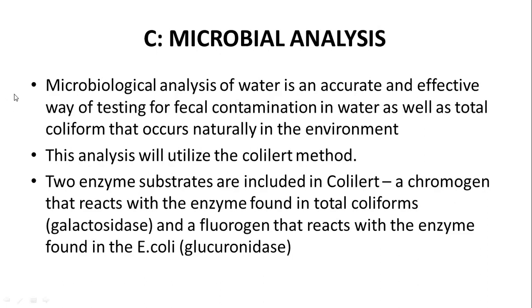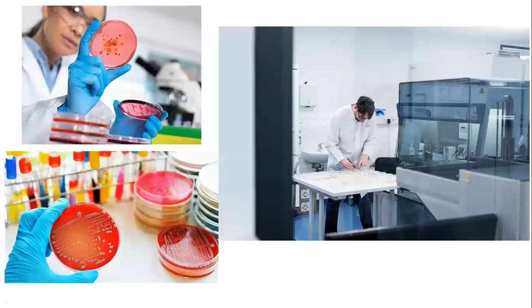So different methods are available for microbial analysis, but I use the Qualilat method because it is what is most common here in Kenya, and it also provides results that are easy to interpret. So we'll use the Qualilat method. For this, 2 enzyme substrates are included in Qualilat. That is a chromogen that reacts to the enzyme found in total coliform. The enzyme is called galactosidase, and a fluorogen that reacts with the enzyme found in E. coli, that is glucuronidase.